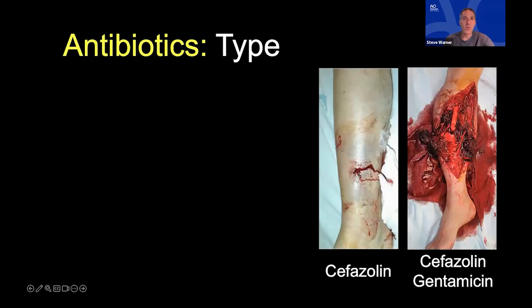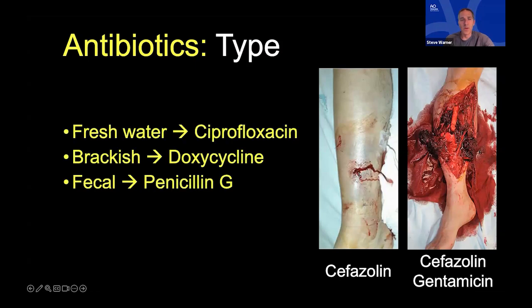And then with more severe open injuries in the type 3 range of open fractures, additional antibiotics can be used to cover gram-negative infections. Other specific considerations for additional areas of contamination, such as freshwater, brackish water, and fecal contamination, can also include different types of antibiotics.